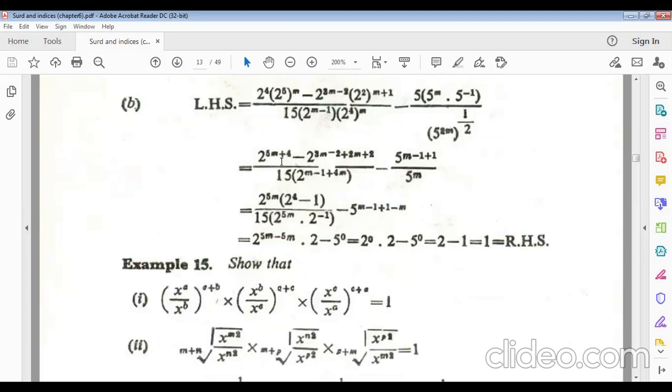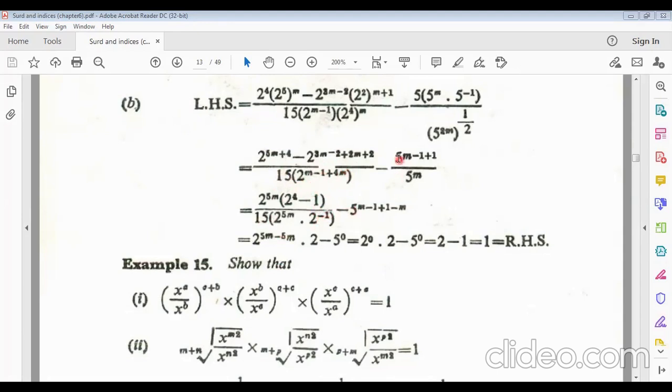So making same base. Now 2 to the power 5m will be common from these two. 2 to the power 5m will be common. Here 2 to the power thrice m and 2 to the power twice m, what? 5m. So 2 to the power 5m will be common and here 2 to the power 4 left, minus 2 plus 2 will be cancelled. So only 1. Similarly 15 into 2 to the power what? m plus 4m, what? 5m and 2 to the power minus 1 here.